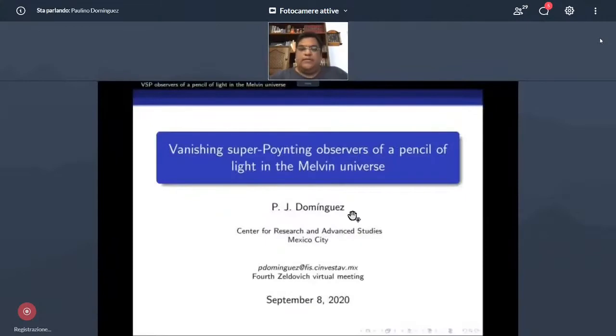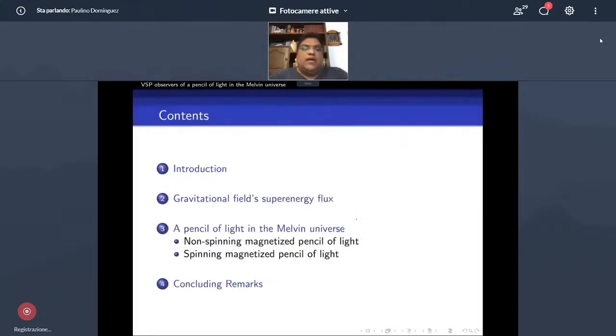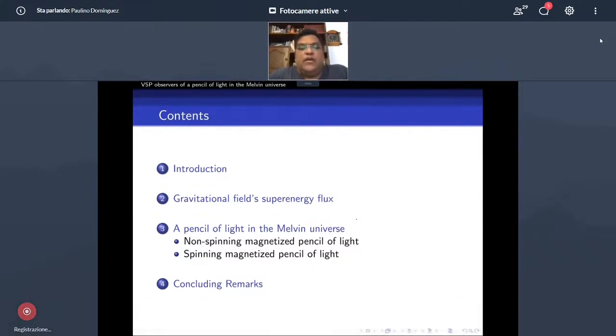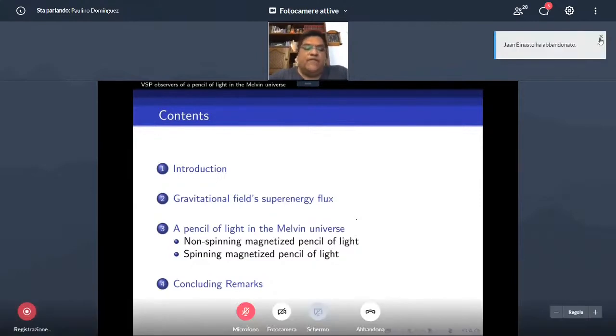I'm going to talk about gravitational field super-energy flux and an application of this concept in an exact solution of the Einstein field equations, namely a pencil of light in the Melvin universe. There are two special cases, the non-spinning magnetized pencil of light and the spinning magnetized pencil of light. And I will give a few concluding remarks.